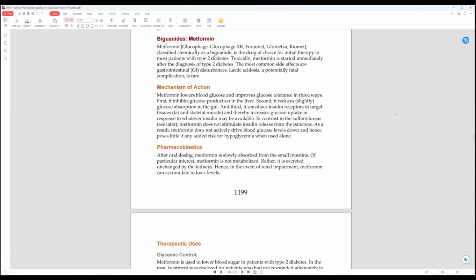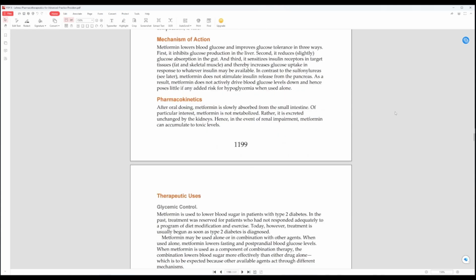Its pharmacokinetics. After oral dosing, metformin is slowly absorbed in the small intestine. Of particular interest, metformin is not metabolized. Rather, it is excreted unchanged by the kidneys. Therefore, in the event of renal impairment, metformin can accumulate to a toxic level.